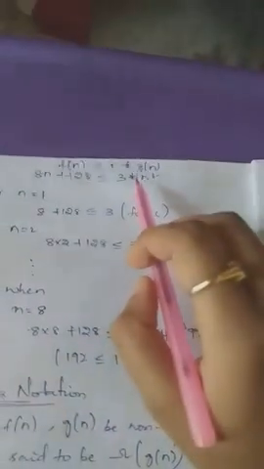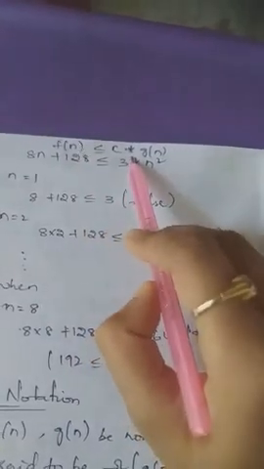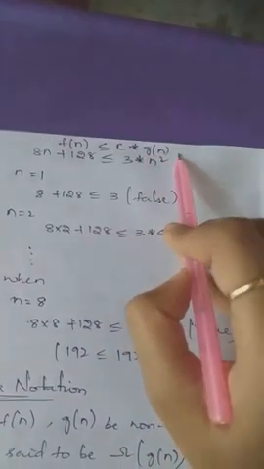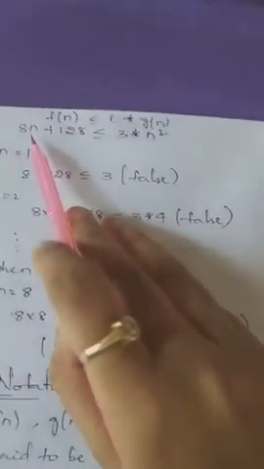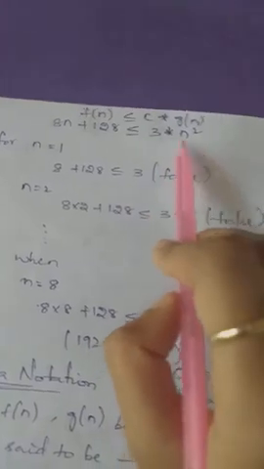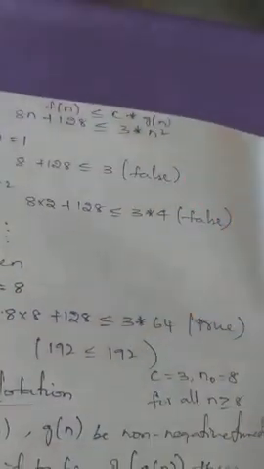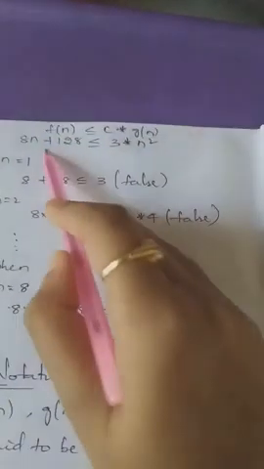Big O notation is in a particular form: f of n is less than or equals to c into g of n. So we write it in this form, that is 8n plus 128 less than or equals to 3 into n square. First we have to find the values. We have to substitute the values in this form.